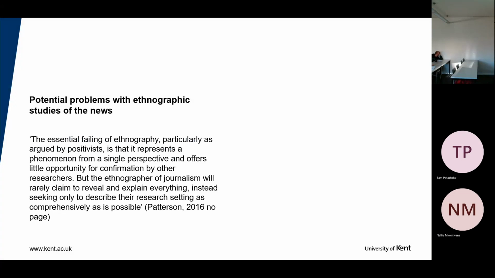So this is part of the limitations of these approaches of studying. I'm studying the Guardian, and I did an ethnography study of the Guardian or the Sun. The knowledge provided is limited based on the context of where I've studied. Also, ethnographers of journalism will rarely claim to review or explain everything, instead seeking only to describe their research settings as comprehensively as possible, which is what I want to base or add something to.